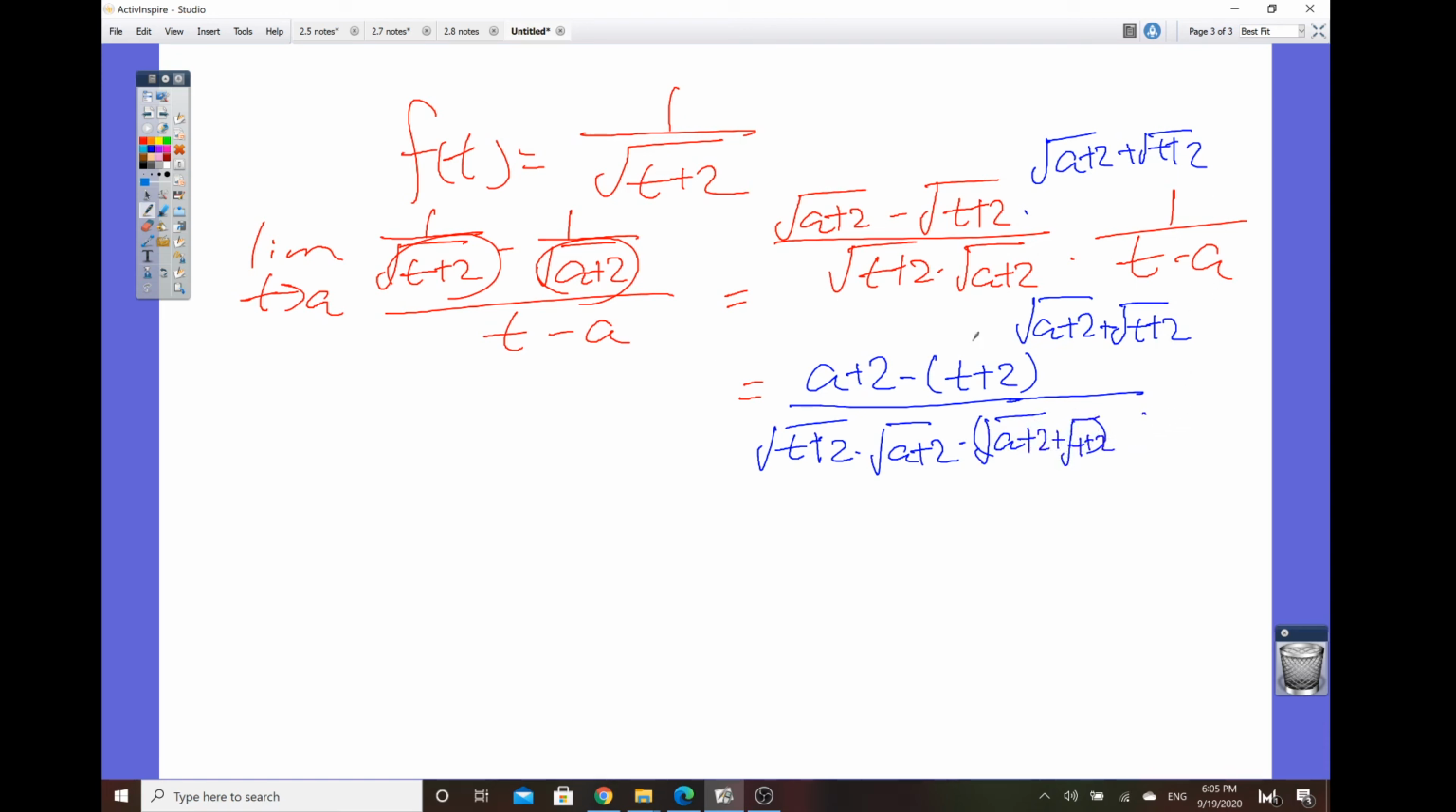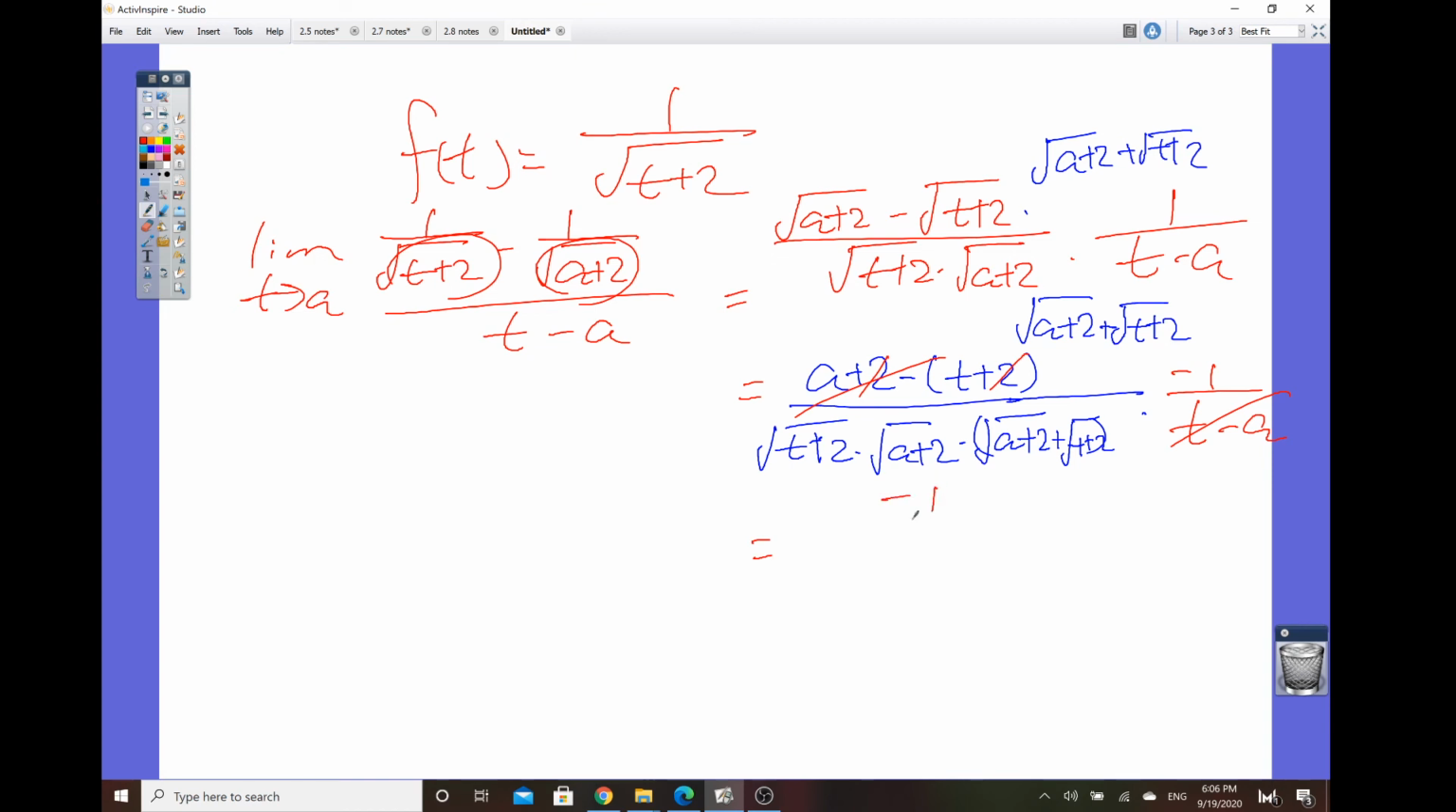And then don't forget that 1 over t minus a. That's a lot of elements here, so we've got to be very careful. So the 2 and the 2 cancel here. As you can see, we've got a minus t, and this one is t minus a. So a minus t and t minus a, the only difference is that the leading coefficient is -1. So basically we can just cross them out and put in that -1 here.